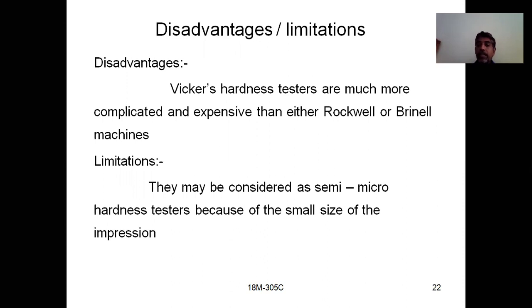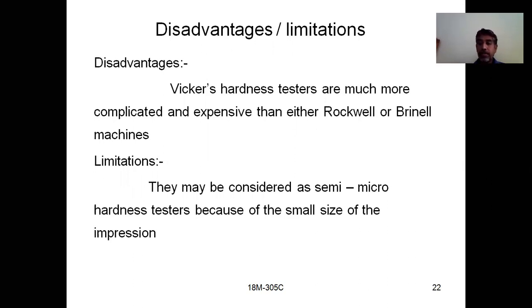And the second one is, you are using a diamond indenter. Already we know that diamond is very costly, so it is an expensive process. That's why when you compare with Rockwell or Brinell hardness, we can say that this Vickers hardness test is much costlier. It is the main disadvantage.